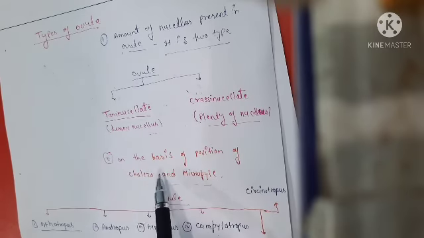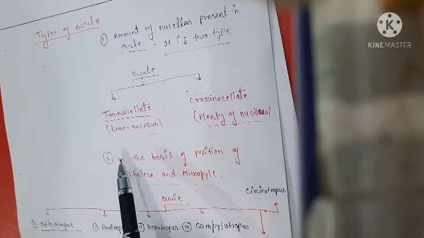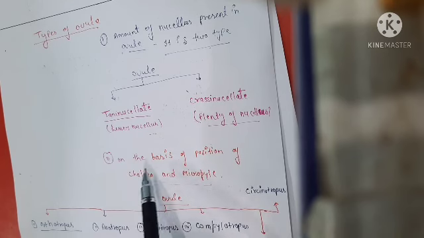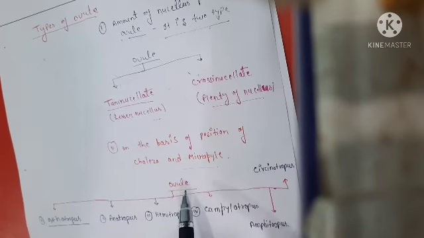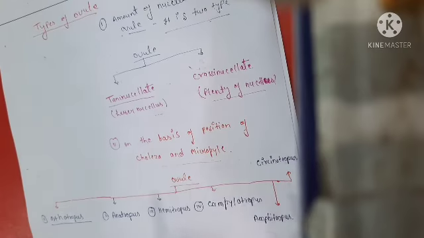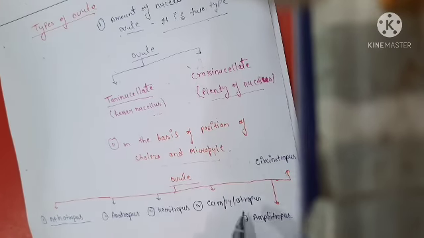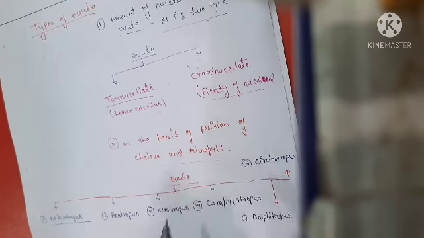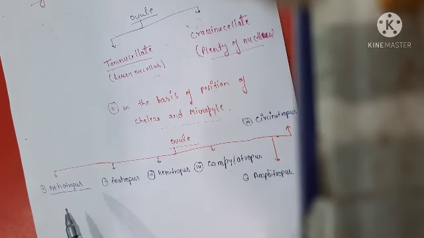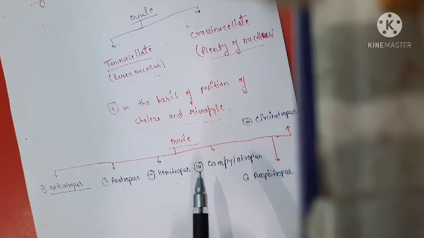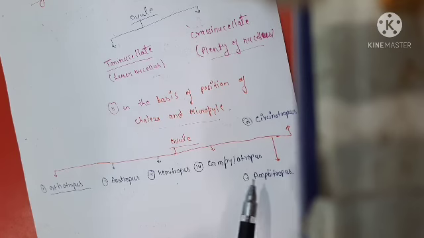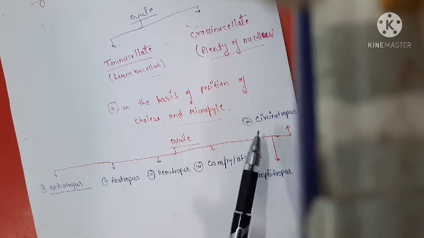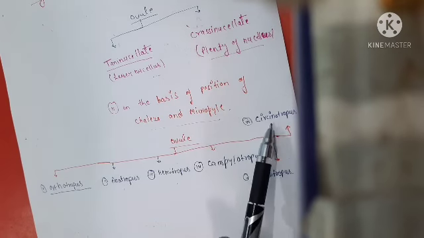Second, the ovule is divided on the basis of the position of chalaza and micropyle. It is of six types. First is orthotropous, second is anatropous, third is hemitropous, fourth is campylotropous, fifth is amphitropous, and sixth is circinotropous.